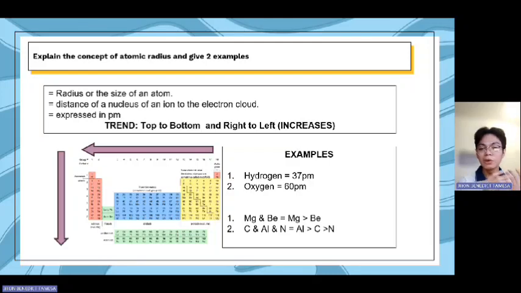So following the trend, yung magnesium and beryllium po natin, we can see that magnesium has a greater value of atomic radius, or mas malaki po siya compared to beryllium. Why? Kasi mas nasa lower part po yung magnesium natin. Since yung top to bottom, it means it is increasing po. So, Mg is greater than beryllium. Next is carbon, aluminum, and nitrogen. Aluminum is greater than carbon, and carbon is greater than nitrogen.